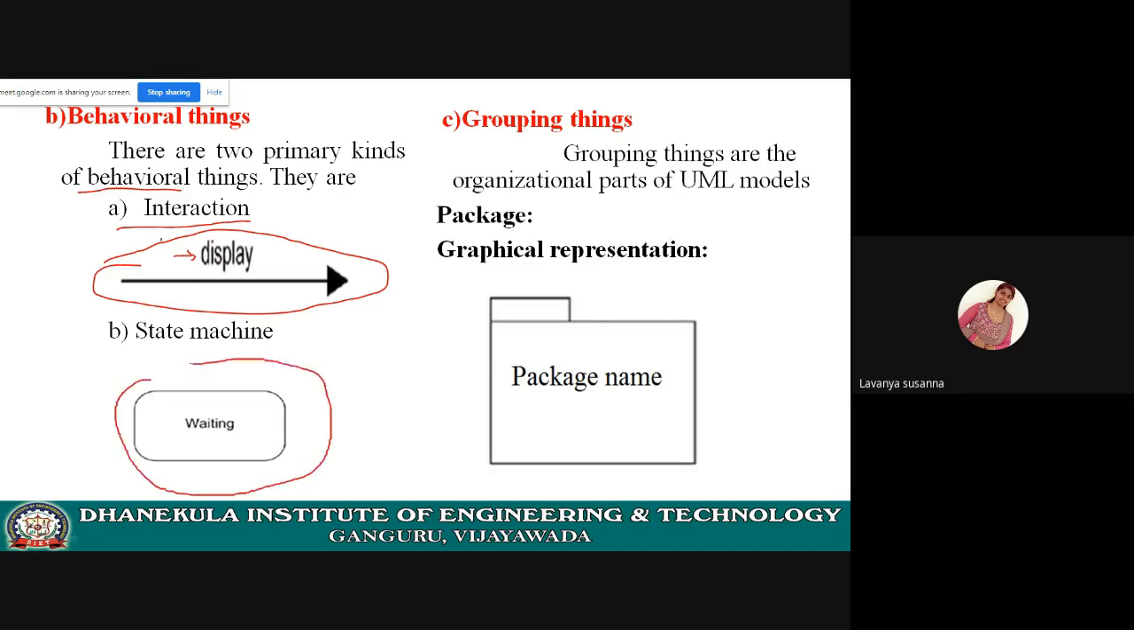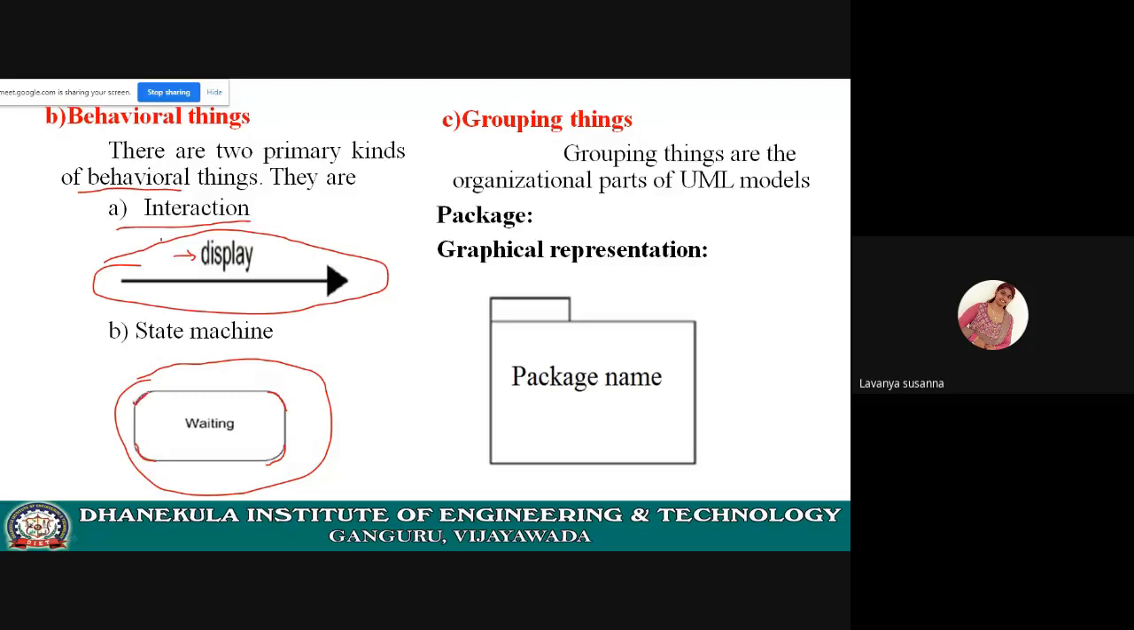See this diagram, graphical representation. Rounded rectangle. This is not a rectangle, it is a rounded rectangle. You will use this when an event occurred, when an event is triggered. For state machines, use a rounded rectangle. The corners will be rounded, like this.